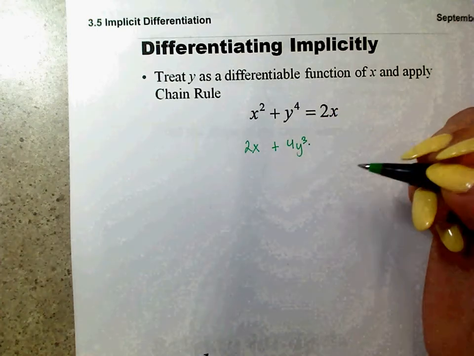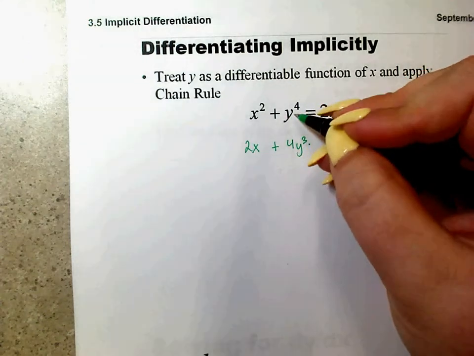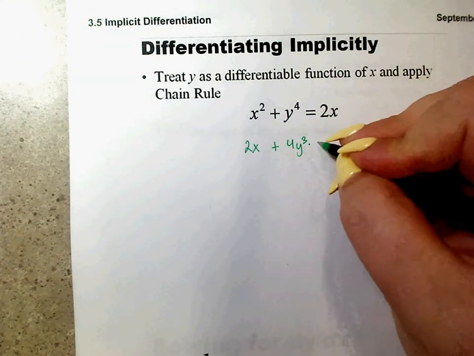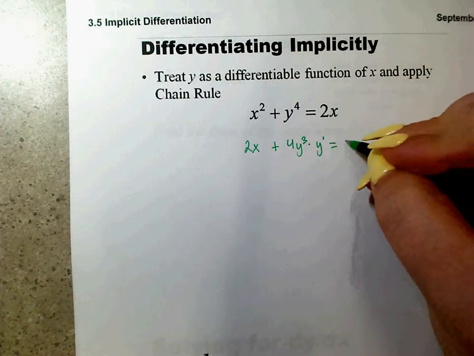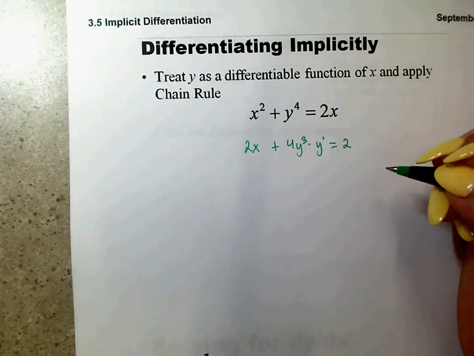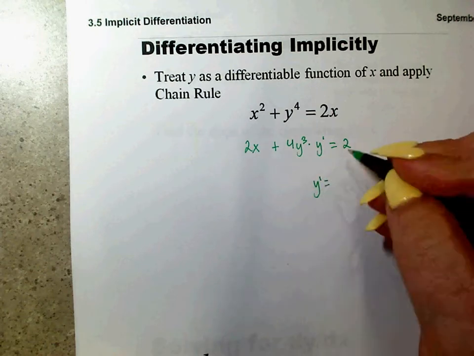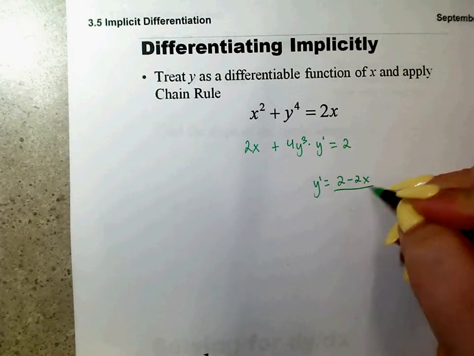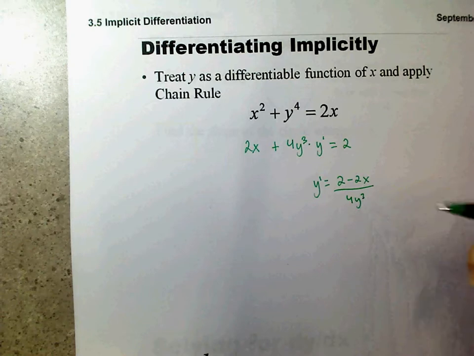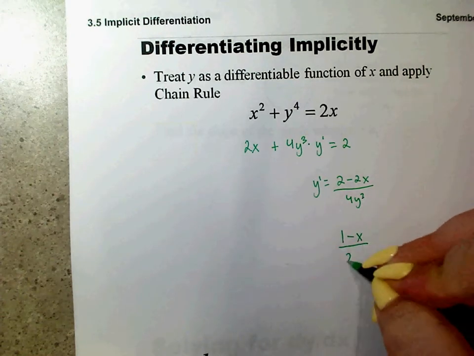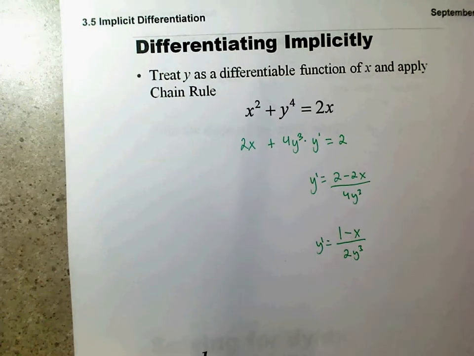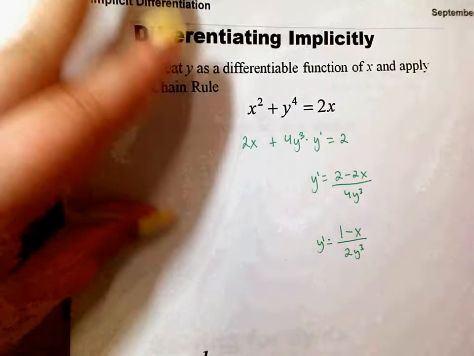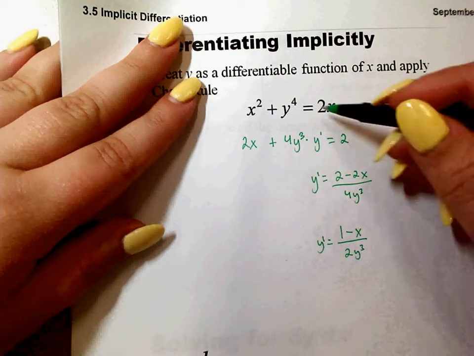But then, remember that this is the same thing as saying f of x, so it's an implied chain rule. So I've got times y prime, or dy dx, equals, the derivative of 2x is just 2, and then your goal is to solve for y prime. So y prime equals, I'm going to subtract the 2x and divide by 4y cubed, which we could simplify to 1 minus x over 2y cubed is y prime. Okay? So when I derive, I just have to remember that y is a function of x. So every time I take the derivative, I got to tack on a y prime, or dy dx.